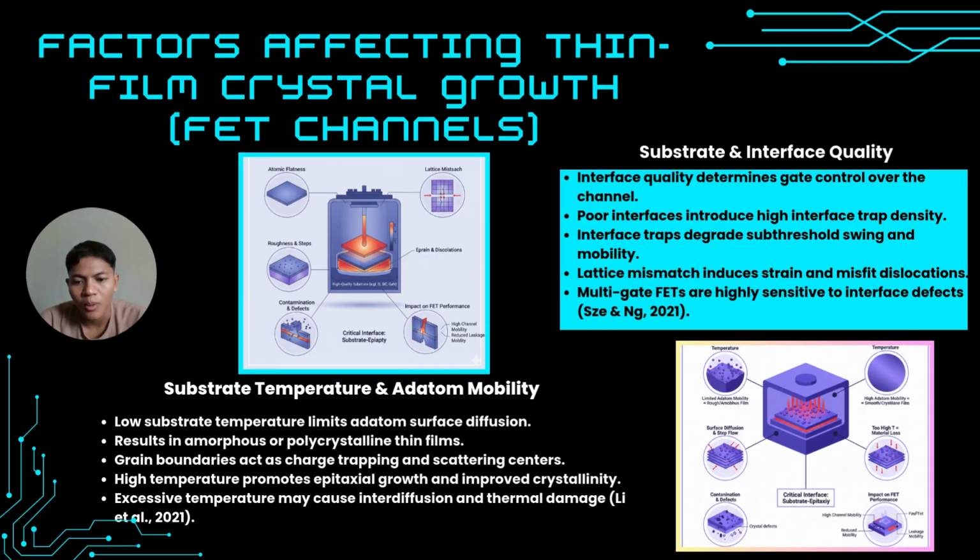And the second point is substrate temperature and atom mobility. Low substrate temperature limits atom surface diffusion, resulting in amorphous or polycrystalline thin films. Grain boundaries act as charge trapping and scattering centers. High temperature promotes epitaxial growth and improves crystallinity. Excessive temperature may cause interdiffusion and thermal damage, based on Lee et al.